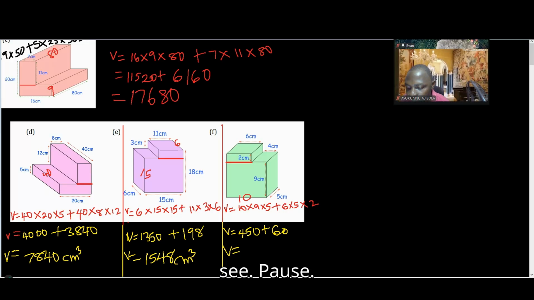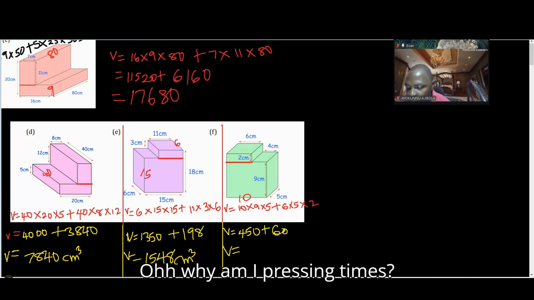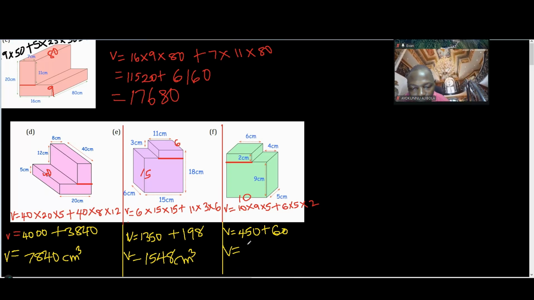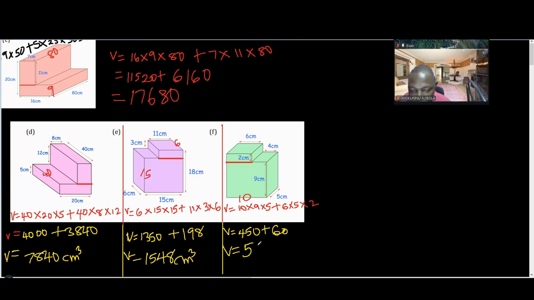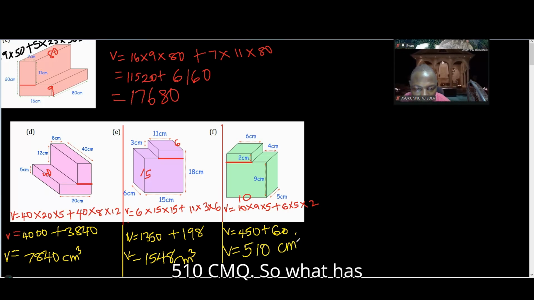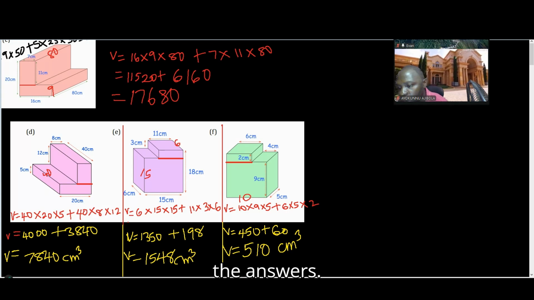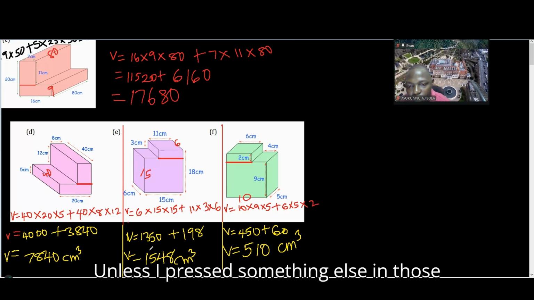60 plus, oh, why am I pressing times? 450, oh, 510 rather. I was adding 90. So 510 cm cube. So all things being equal, they should be the answers, unless I press something else in those calculations.